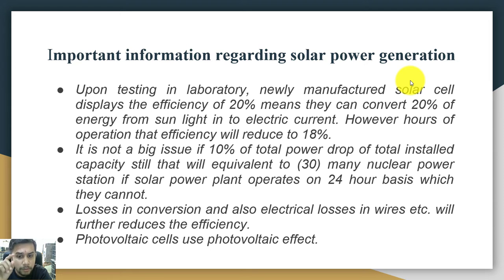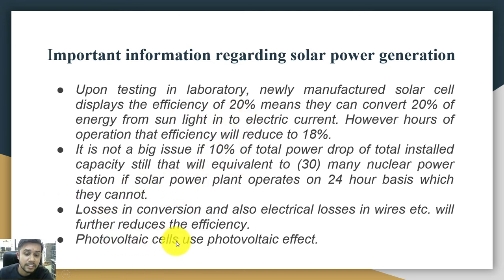Consider if a solar power plant operated on a 24-hour basis, which is not possible because the sun is available for only 12 hours or, in a range, 10 to 15 hours. Losses in conversion and also electrical losses in wires, etc., will further reduce the efficiency.